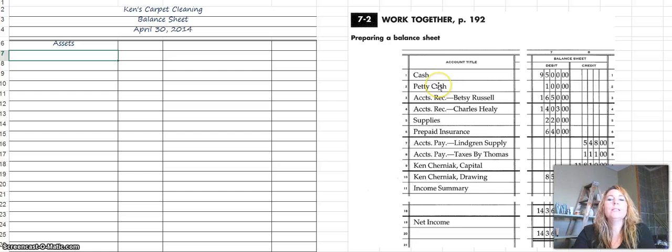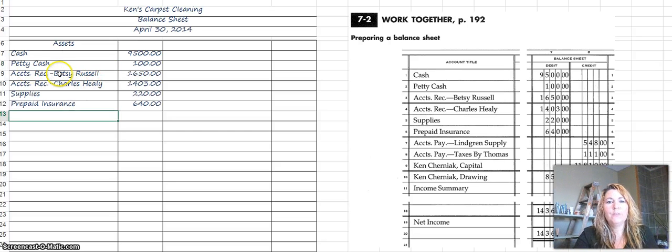Now we're going to have to see what is an asset, what is a liability, and what is an owner's equity. Your assets are going to be anything that you own of value. So that's going to be our cash, petty cash, all of our accounts receivables, our supplies, and our prepaid insurance. Basically, everything that has a normal debit balance is going to be an asset. So we're going down to prepaid insurance, and we're just going to list those and their balance. Okay, if you need to pause the video while you list out all your assets, go ahead and do that. Okay, I've got all my assets listed.